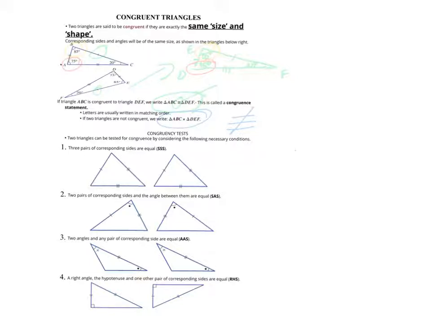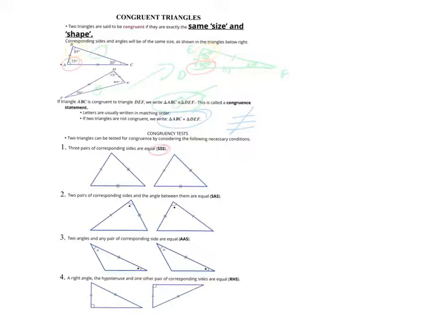Now, there are 4 different tests that we will use in order to work out whether two triangles are actually congruent to each other. So if the pair of triangles have exactly the same lengths in both the triangles, so they have equal sides, then they are considered to be congruent. The way to remember that is side, side, side, S, S, S.